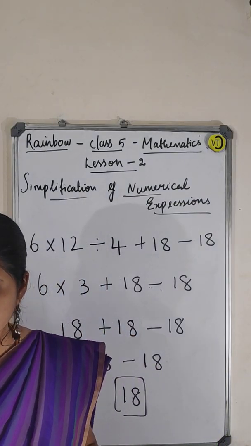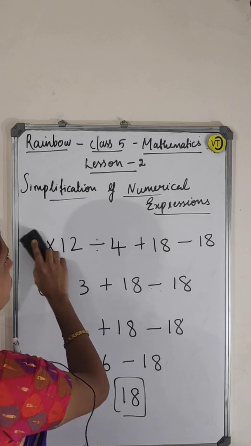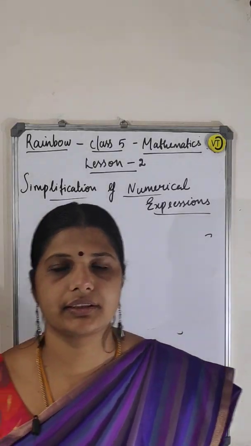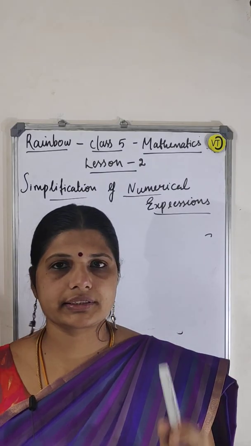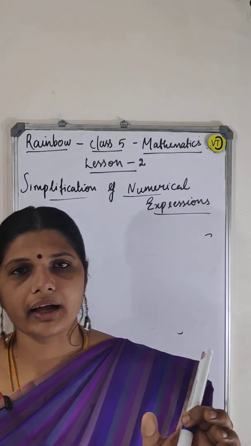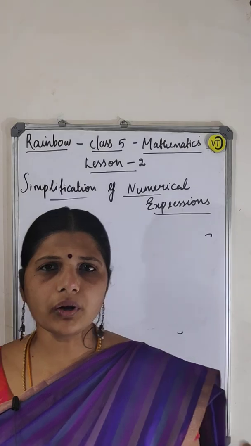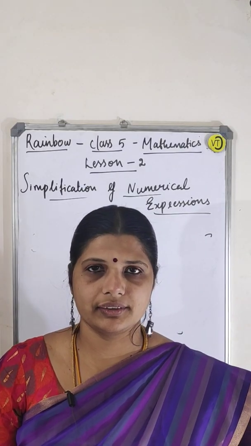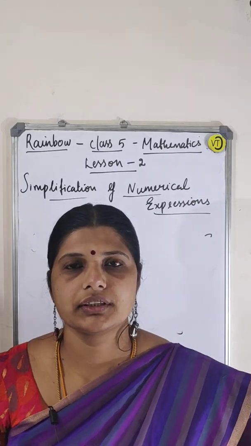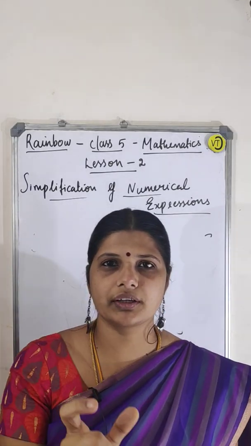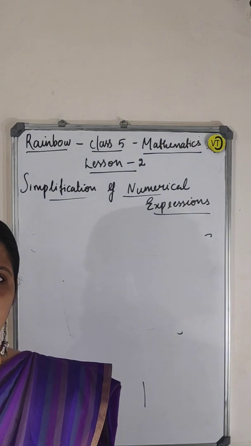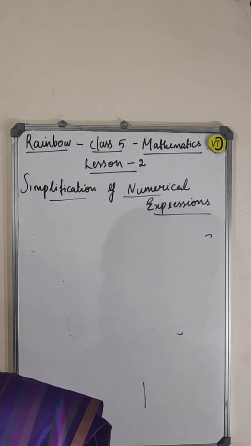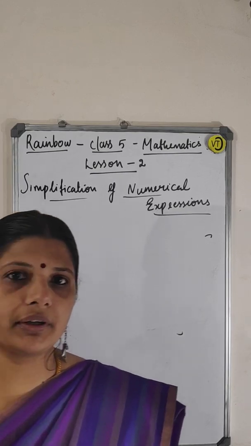Before that, I want to tell you the code words. Difference means minus. Sum, S-U-M, means add. Product means multiplication. Quotient means division. Whenever you are reading the statements, this will be useful for you. You are just translating the statement into the expression.